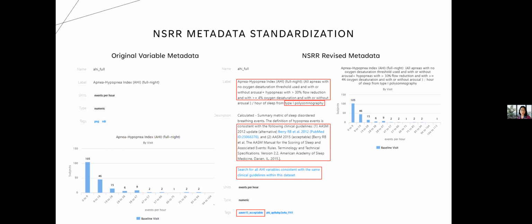And then again, you can do a search for all AHI variables using that definition for respiratory events. And we also have those tags that you can use now. So for example, this AASM 2015 acceptable tag, if you click on that, it will do a search across data sets, pulling all AHIs that are consistent with AASM 2015 acceptable. Okay, so I think I will just pause here and see if there are any questions.